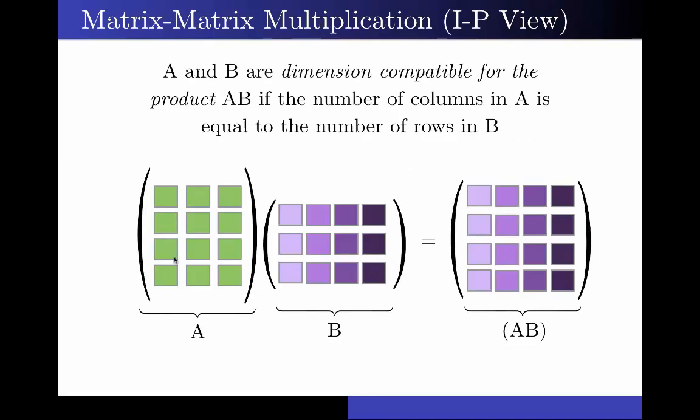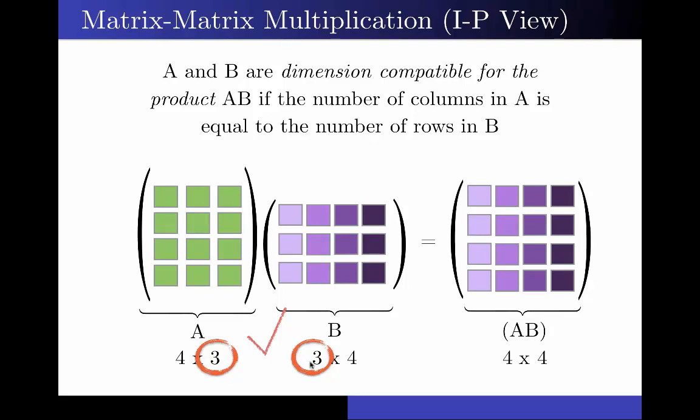Again, here I have a green matrix A, a purple matrix B, and the product AB. First, let's talk about dimension compatibility. If we write down the dimensions of A and B, A is 4 by 3, B is 3 by 4. The first thing we need to do is check that what we call the inner dimensions agree. That's the number of columns in A and the number of rows in B.